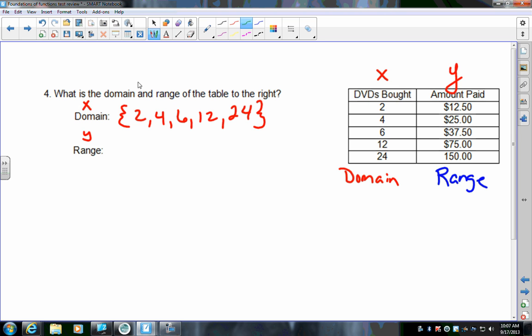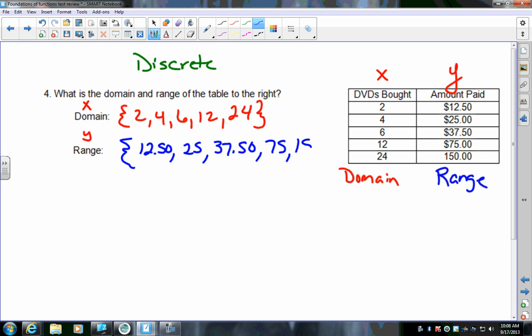The reason why it's discrete is because you're talking about number of DVDs. I can't go into Walmart to go buy a DVD and say I only want 0.99999 of the DVD. I just don't want the end. The range is listing those Y numbers. So I'm going to have 12, 50, 25, 37, 50, 75, and 150.